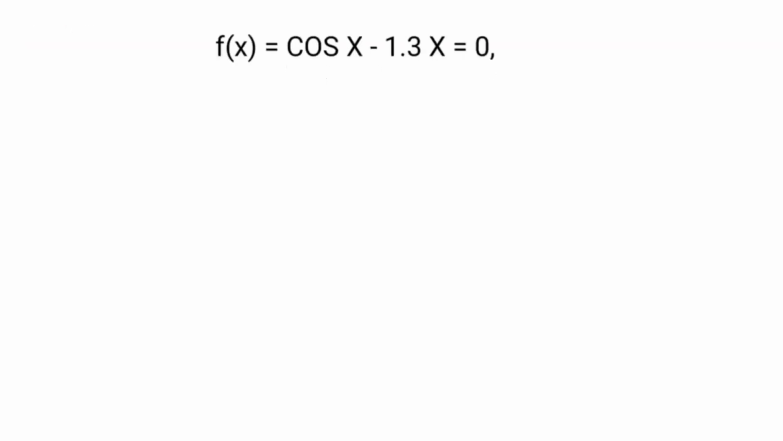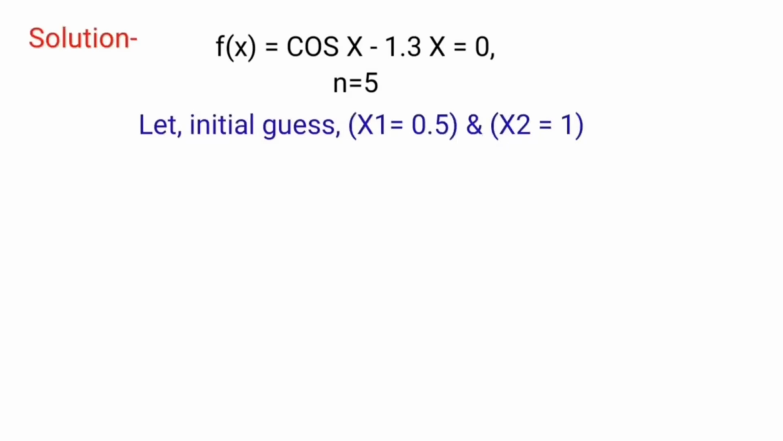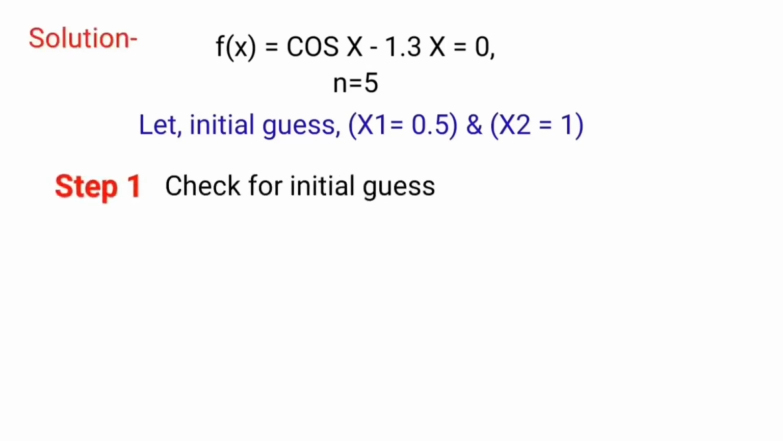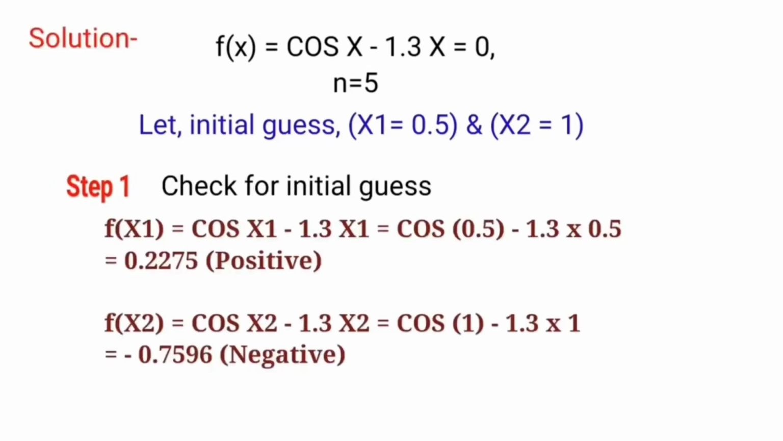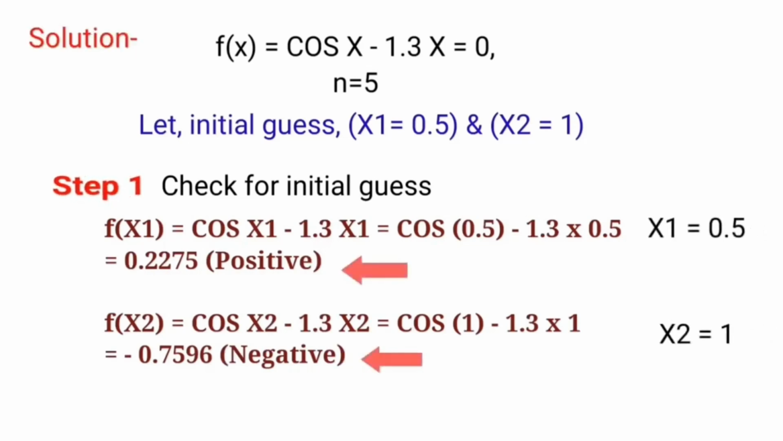The solution for that numerical starts with the function cos x minus 1.3x equal to 0, and the number of iterations is given, that is 5. For initial guesses, you have to assume x1 equal to 0.5 and x2 equal to 1. The next step is to find the functions f of x1 and f of x2 for verifying whether the initial guesses are right or wrong. The answer we got: f of x1 is positive, 0.22, and f of x2 is minus 0.75, which is negative.